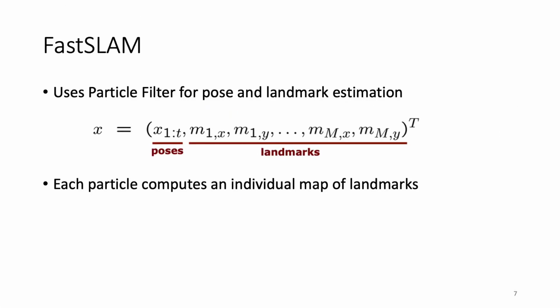FastSLAM also utilizes a particle filter, but because we want to get the position of our robot and also a map, we need to change it a little bit. Because of that, each particle in the particle filter consists of a pose and the position of all of our landmarks. This basically means that for every particle we will compute an individual map.